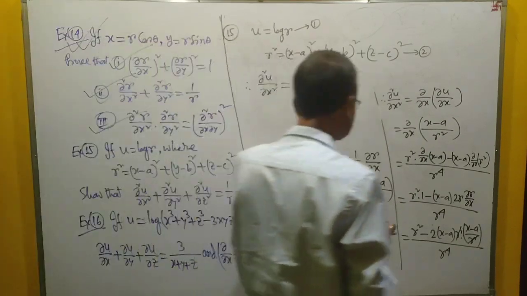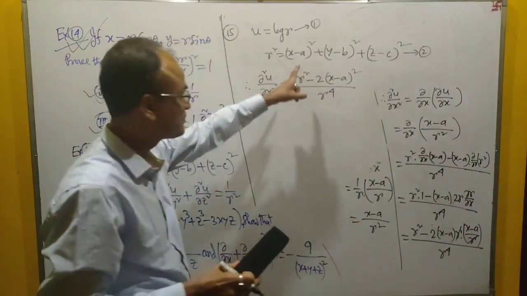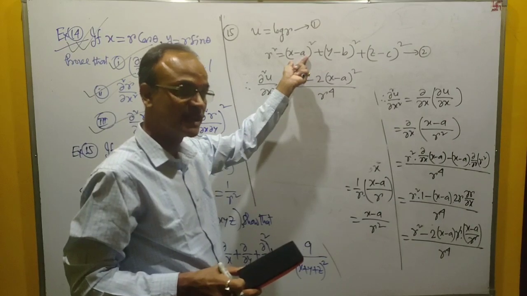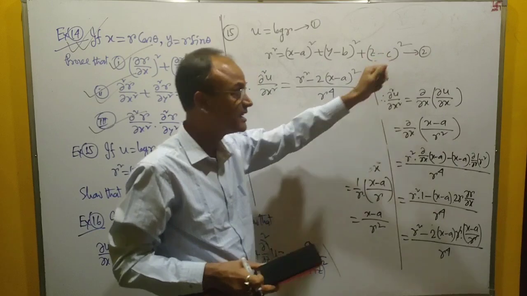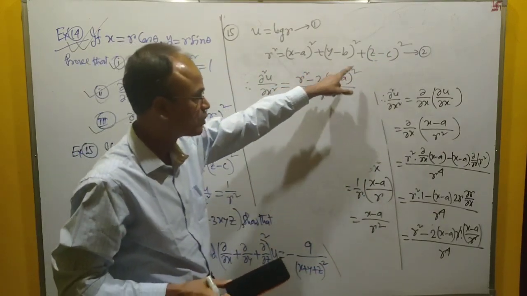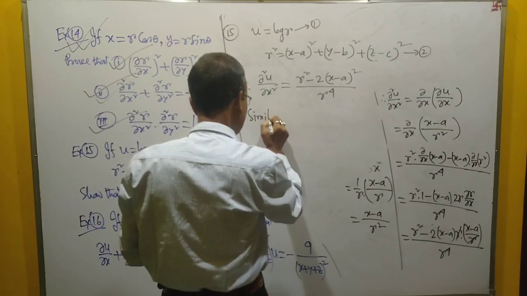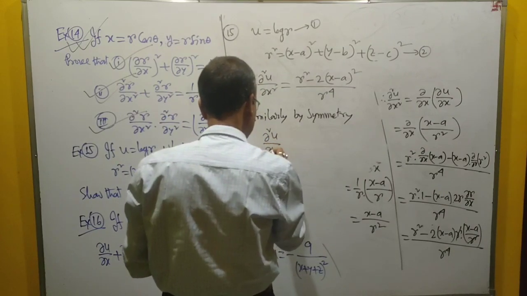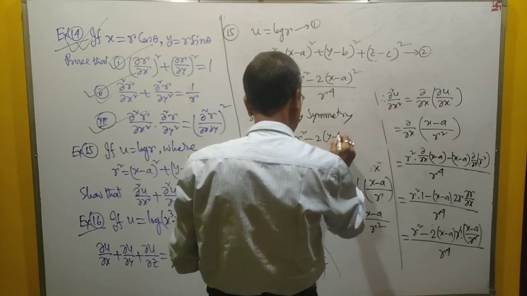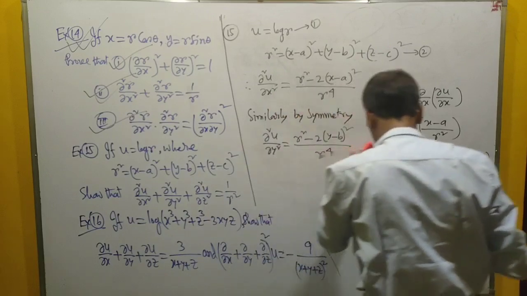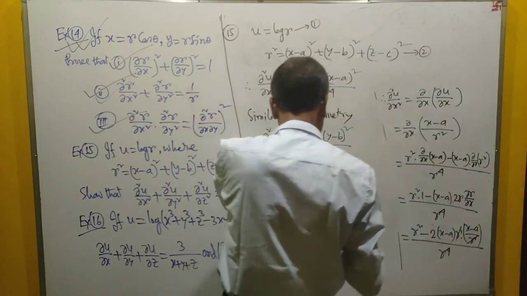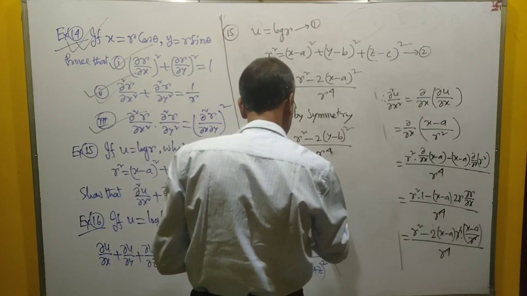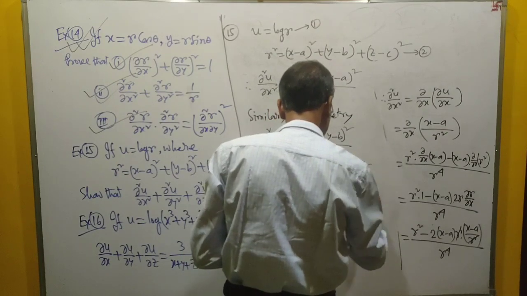Now, similarly, if you differentiate 2 partially with respect to y, then x minus a will be treated as constant, and z minus c also will be treated as constant. Then you will get definitely r square minus twice y minus b whole square divided by r to the power 4. Similarly, by symmetry, we will get del 2 u by del y square equal to r square minus twice y minus b whole square divided by r to the power 4. And del 2 u by del z square, you will get r square minus twice z minus c whole square divided by r to the power 4. You get this.